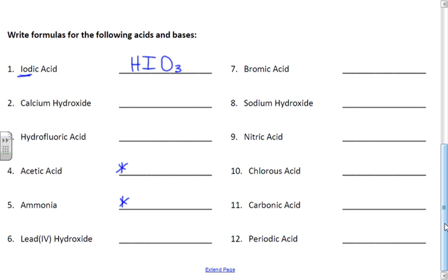Okay. On number 2, we've got calcium hydroxide. We put the symbol for the metal. Hydroxide's OH. You just have to check and see what the charge on that first element is, though. Since this is a +2, that means we're going to have 2 hydroxides paired up with it.